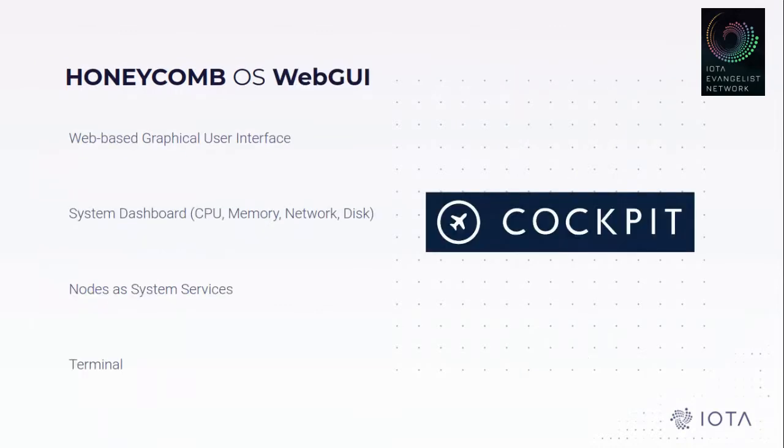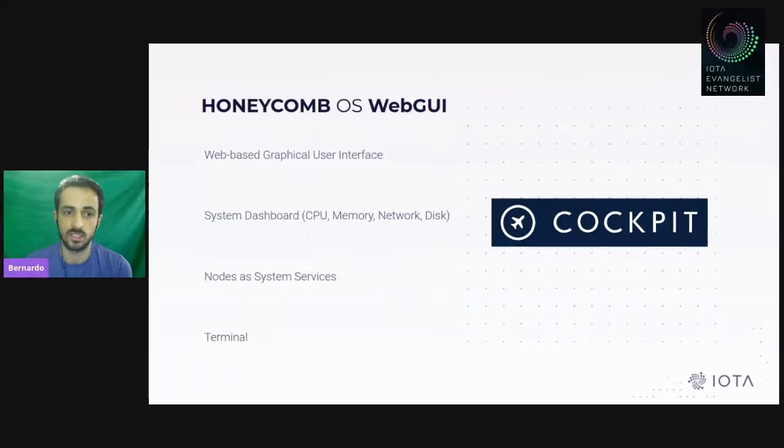And it also has a web-based graphical user interface to make the user experience a little bit easier. This web GUI is based on the Cockpit project, and it provides a system dashboard with information about CPU usage, memory, RAM, and network and disk I/O. And you can access the nodes, you can manage the nodes as system services, and you also have access to a terminal.